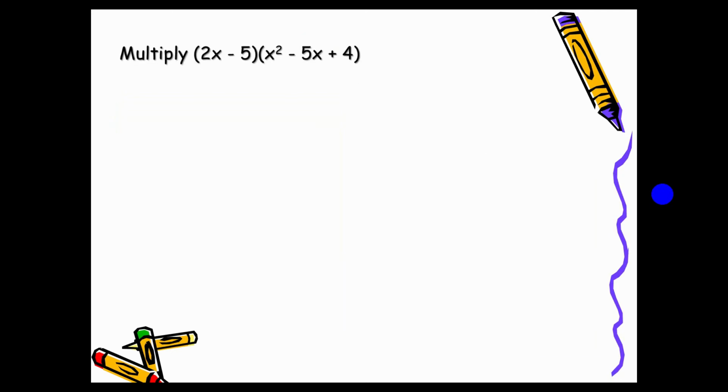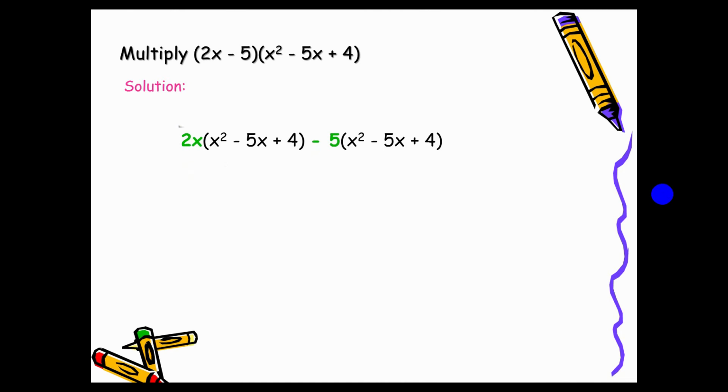Next example. Multiply 2x minus 5 times the quantity x squared minus 5x plus 4. So by using the distributive property, we will distribute each term of the binomial to the other terms of the polynomial. So now, this will become 2x times the quantity x squared minus 5x plus 4 minus 5 times the quantity x squared minus 5x plus 4. So we will distribute this.